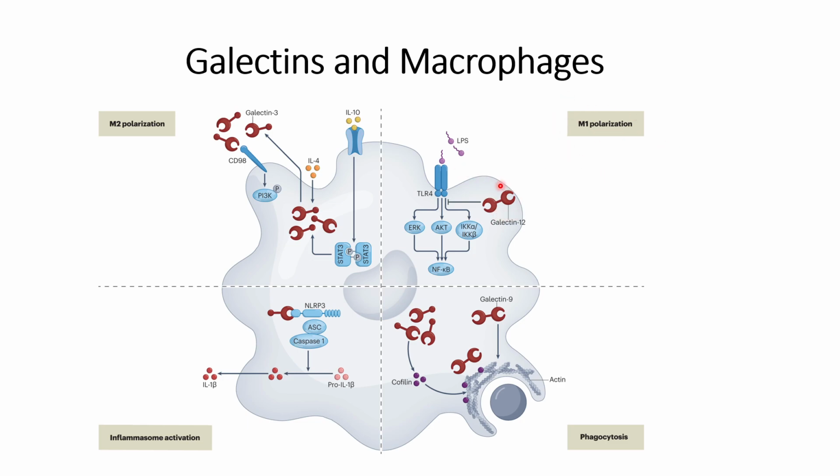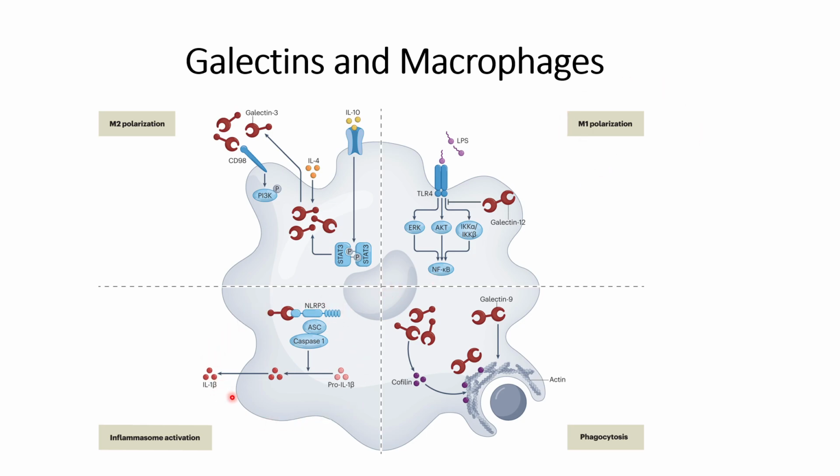In M1 polarization, galectin 12, which is primarily an intracellular galectin, helps in M1 polarization by downregulating the signals from TLR4. Because of that, it downregulates IKK alpha, IKK beta, AKT and ERK signaling, and this leads to the downregulation of nuclear factor kappa B, which in turn helps the cells move towards M1 polarization.